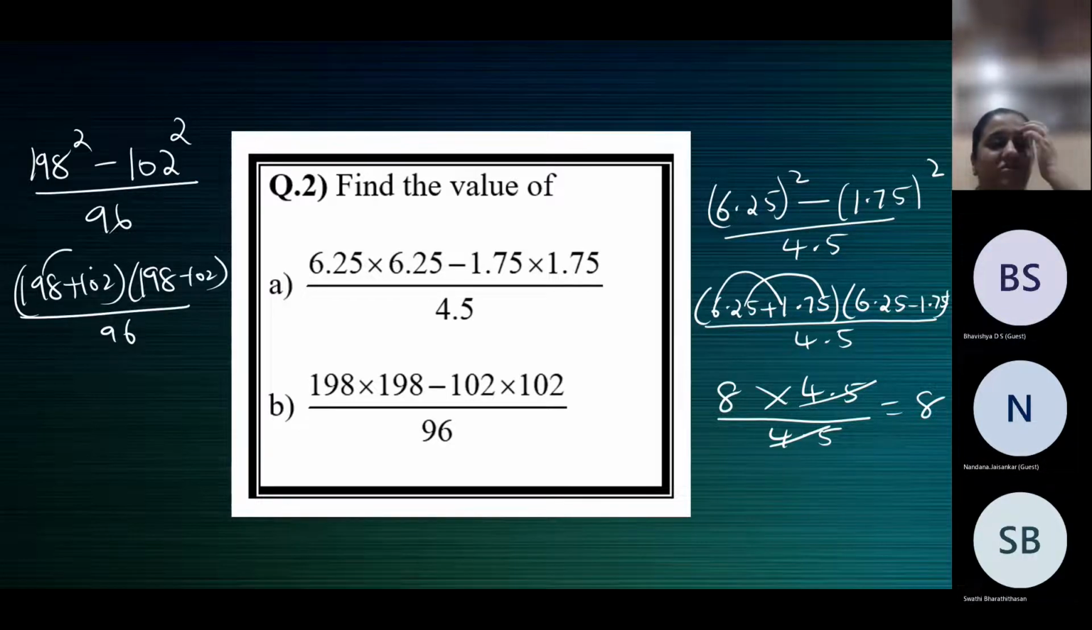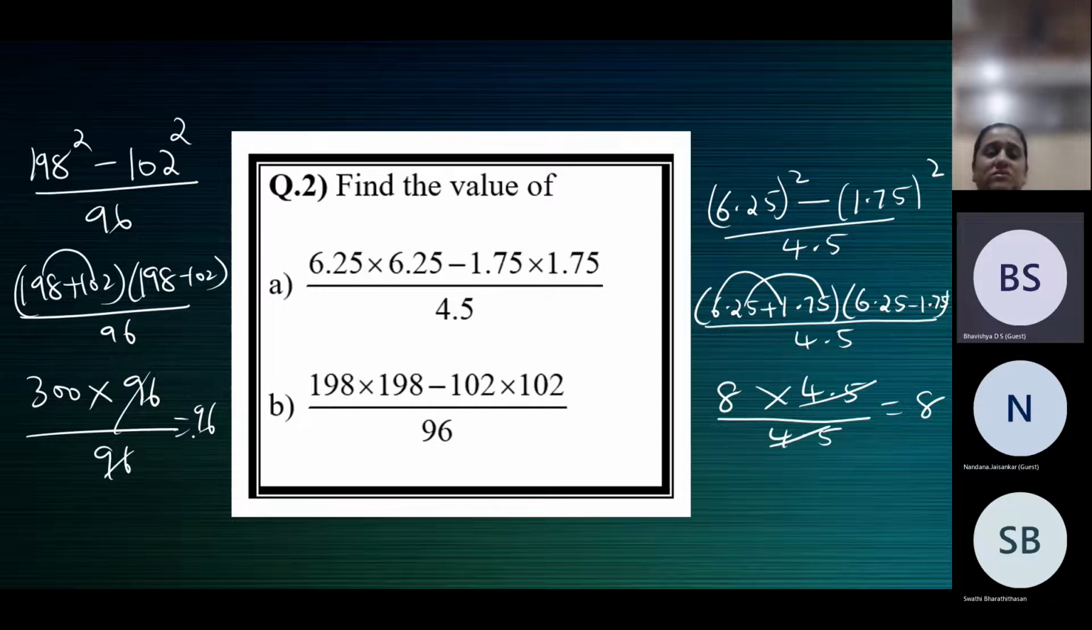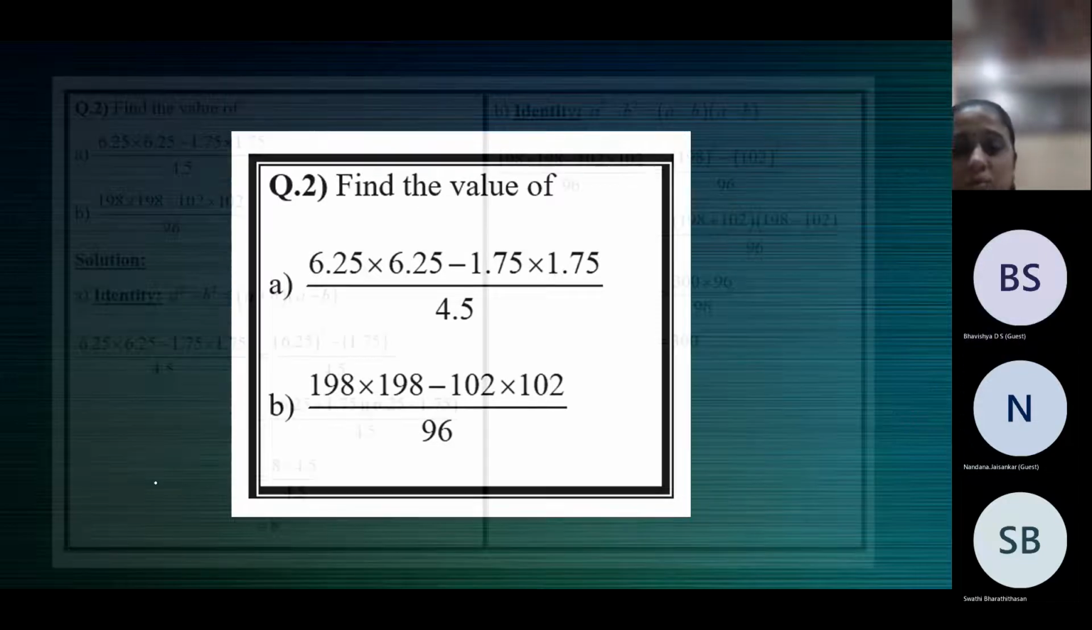Very good, children. What is this plus this? 198 plus 2 is 200. 200 plus 100 is 300. Into 100 and 100 gone. 98 minus 2, 96. Because this is 198, this is 102. So 100 minus 100, 0 gone. So 98 minus 2, 96. By 96. So see here, we got it so quickly. 96 is the answer. Yes, children, I hope all of you understood.